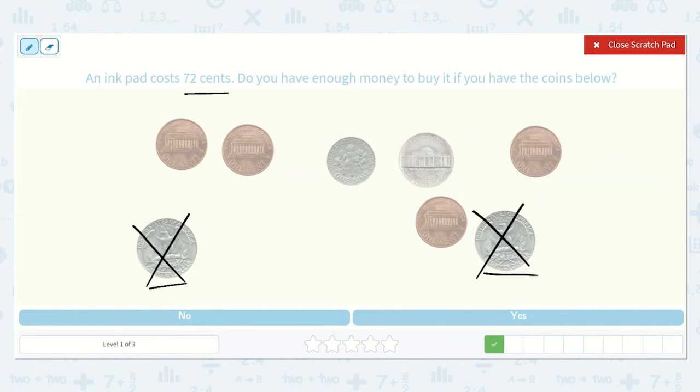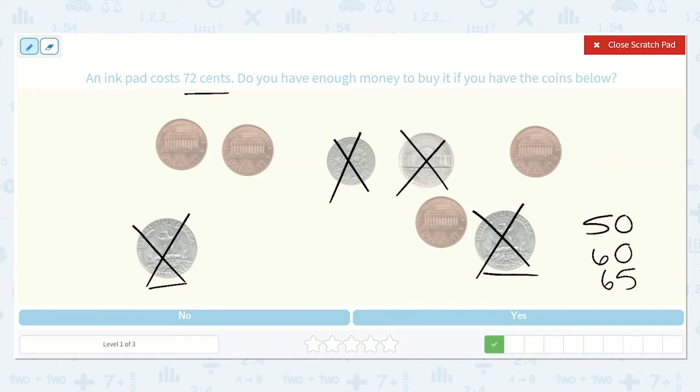Now I go to the next one. That is dimes. I see 1 dime here. If I count up by 10, that'll be 60. So now I have 60. And then I count up 5 more because I have a nickel, 65.